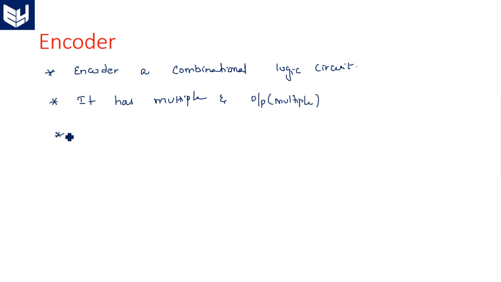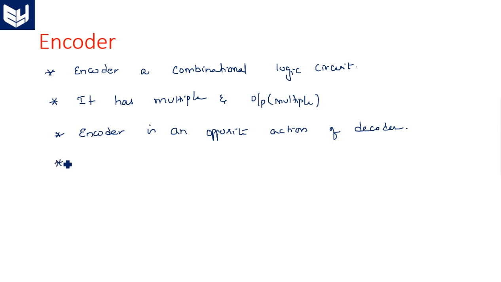We have already studied decoder, so encoder is the opposite action of the decoder. Encoder is nothing but an opposite action of the decoder.